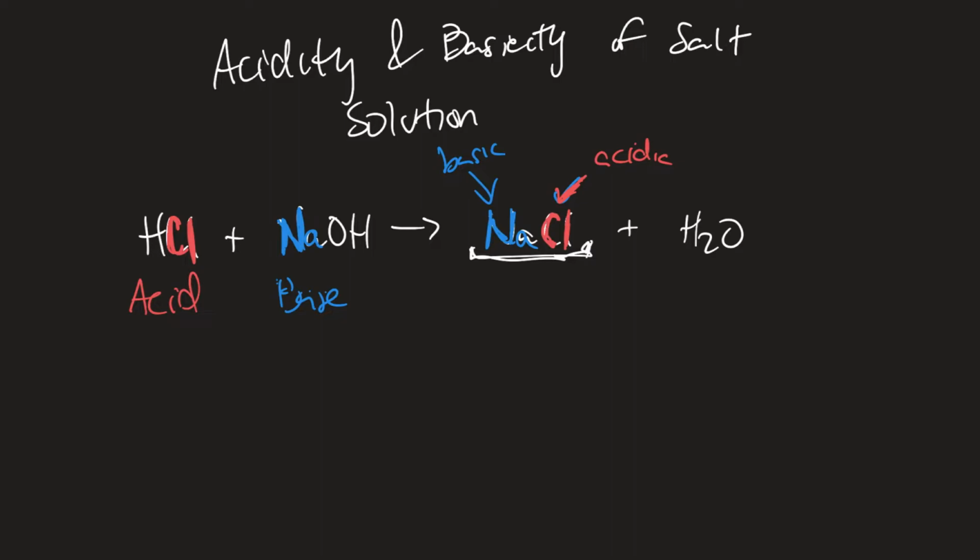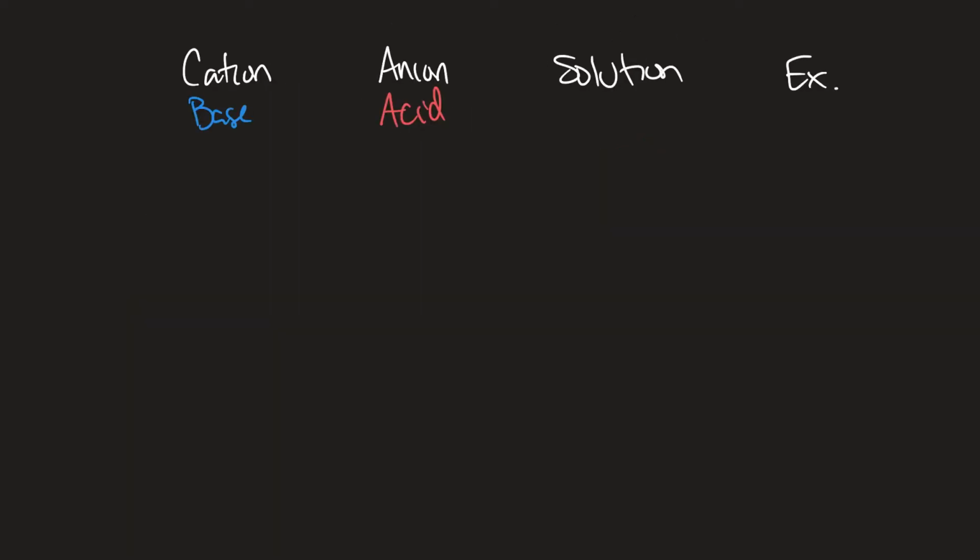Now, the acidity or basicity of the salt solution depends on what type of acid and what type of base are mixed together in a neutralization reaction. It helps us determine if that salt solution is acidic or basic. Let's go through different combinations and see what type of solution each will form. Remember, the cation comes from the base, and the anion of the salt comes from the acid.